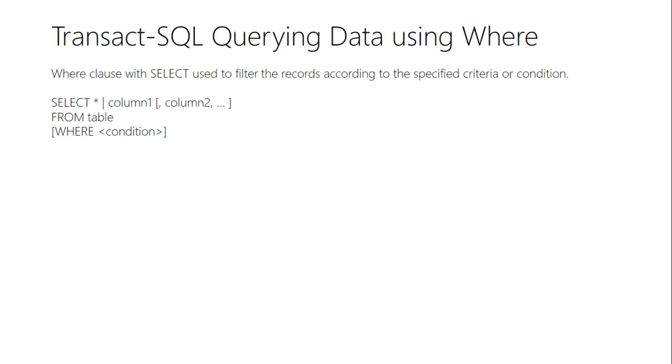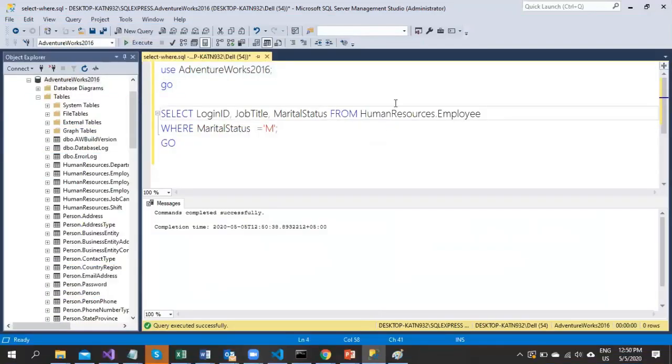The WHERE clause is used to filter records according to the specified condition or criteria. When it is applied with SELECT, it helps to list the required records, instead of all records from the table. Let's take an example. Show all these fields from the HumanResources.Employee table where the marital status is equal to M. So only show all those employees who are married.